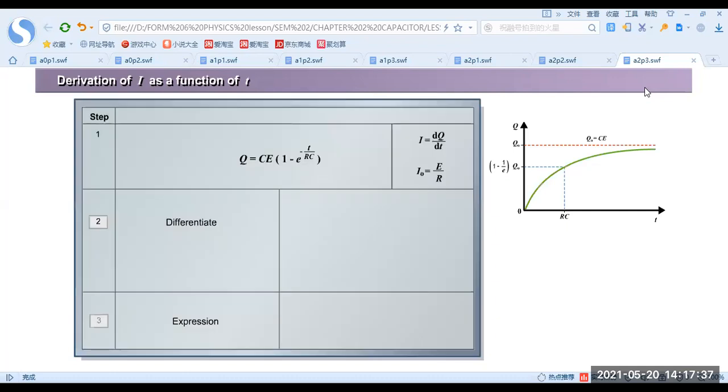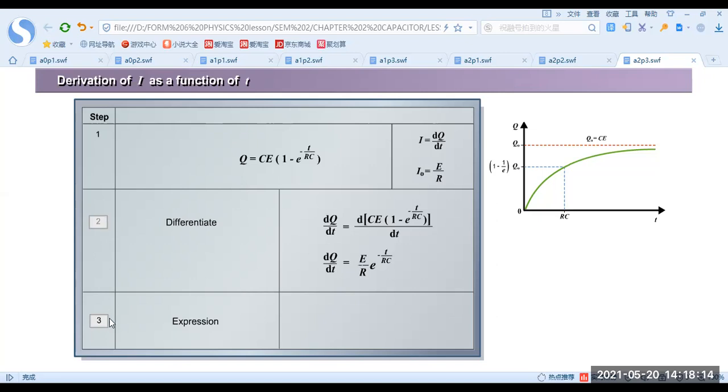So what happened? We look at the formula, where Q equals CE times (1 minus e to the negative t over RC), where I is equal to dQ over dt, and I naught is equal to EMF over R. Let's differentiate the equation.